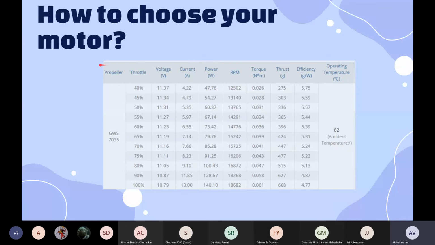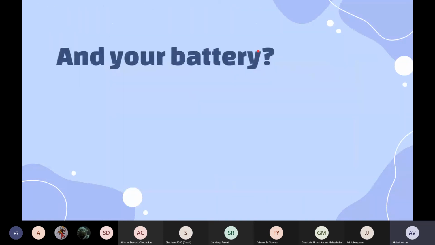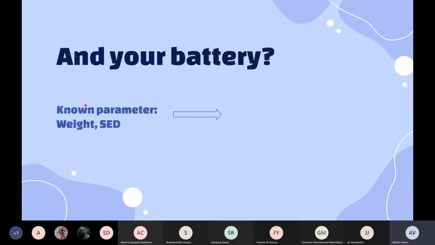So this is how you choose your motor, depending on these parameters: the throttle, thrust, and the thrust to weight ratio, depending on the type of plane you are going to make, right? So we have chosen a motor of a specific type with all these considerations. What is left now is, what about our battery? We have calculated two things about the battery.